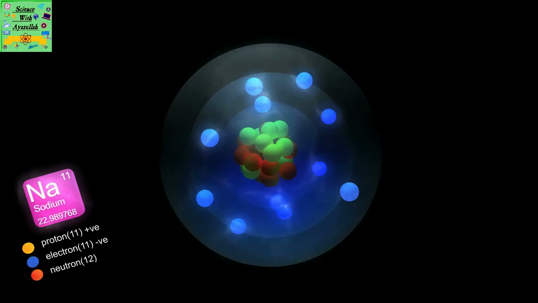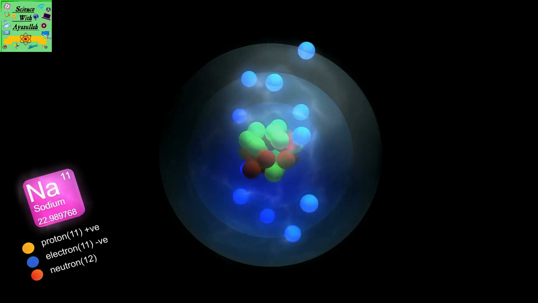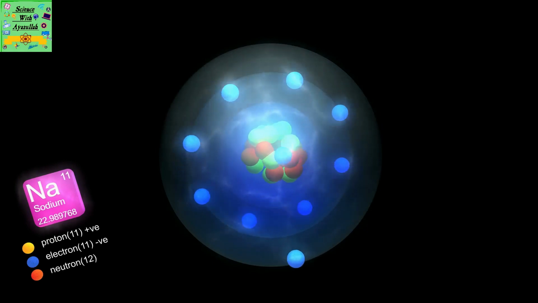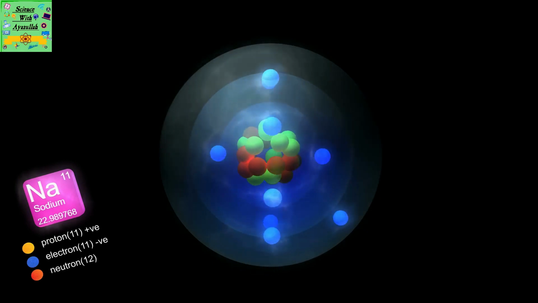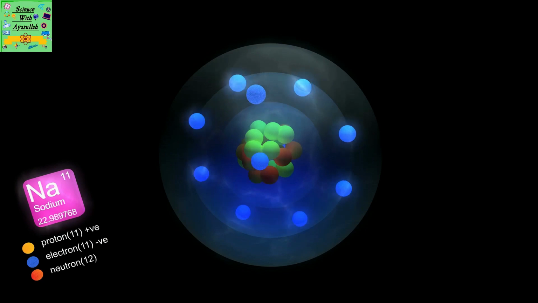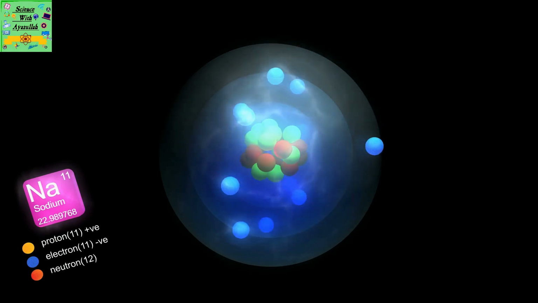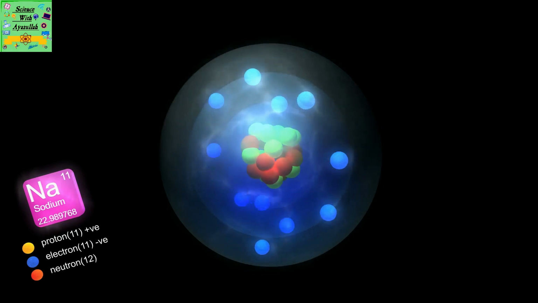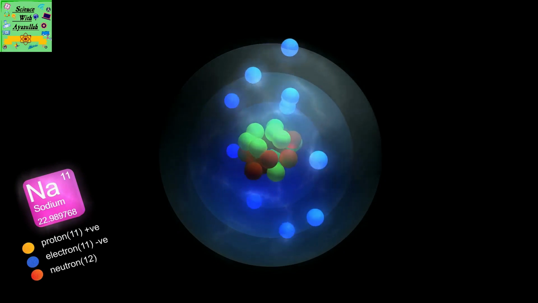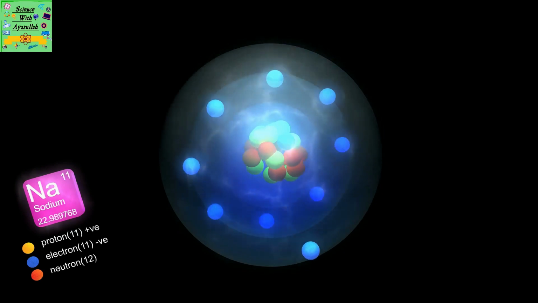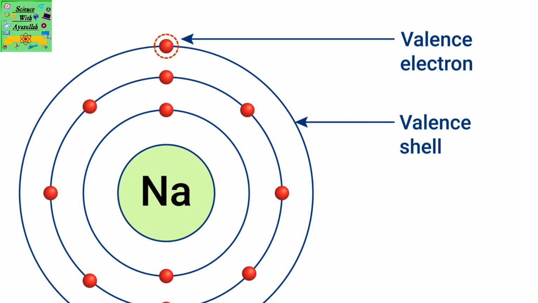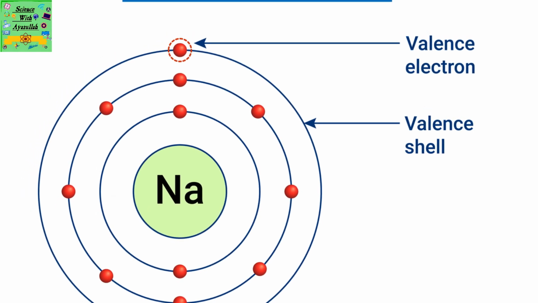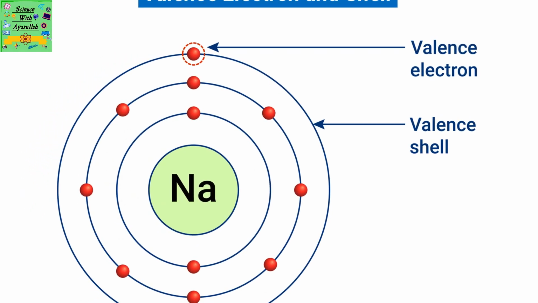electron shell. Sodium has an atomic number of 11 and a mass number of 23. This atom contains 11 protons, 11 electrons, and 12 neutrons. The electronic structure is 2,8,1. This means there are 2 electrons in the lowest electron shell, which is full, and 8 electrons in the second electron shell, which is full, and 1 electron in the third electron shell.